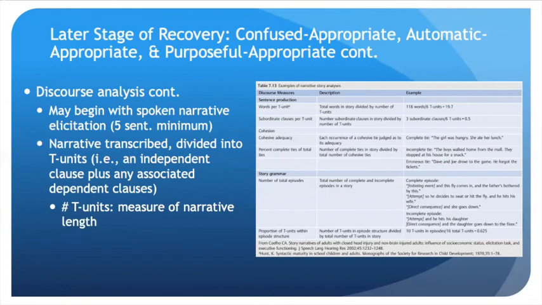So if you go back to the previous slide, you can see a few discourse measures: words per T unit, subordinate clauses per T unit, measures of cohesion, cohesive adequacy, percent complete ties of total ties, number of total episodes, proportion of T units within episode structure. So these are just some measures that one can use to quantify discourse.